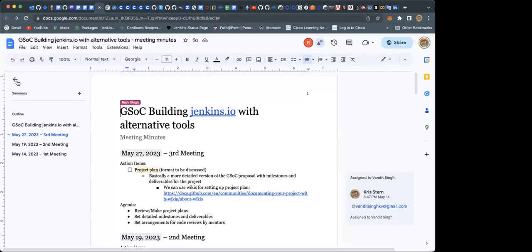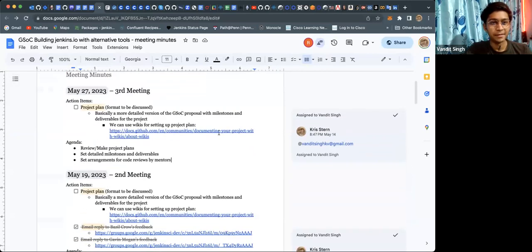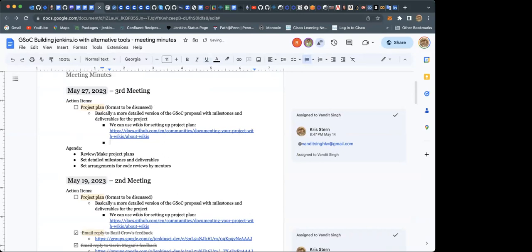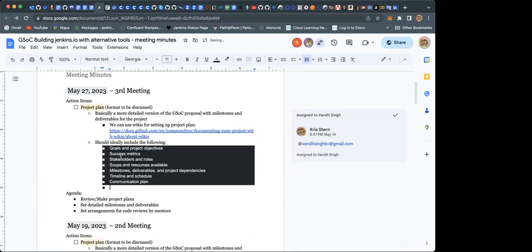Okay, so first, let's go over the document we have for this project. Can you see it? Yeah, we can. So same project plan, like you said, it's not completed yet, but I think I should also put the structure here. I think the project should ideally include the following.